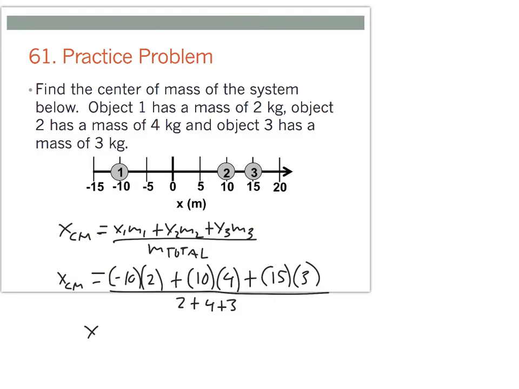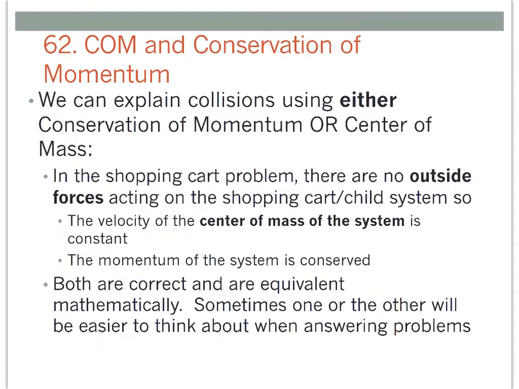And so we end up getting an x center of mass here of 7.22 meters. So that means the average position of the mass is going to be right about here, and that looks right given the position of the objects and how much mass each one is. So let's bring this back to the idea of conservation of momentum.